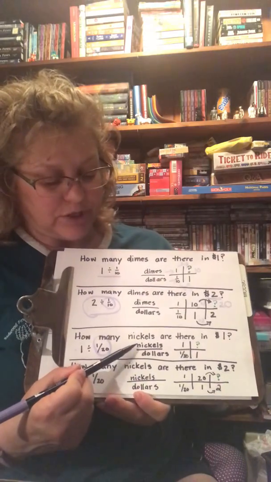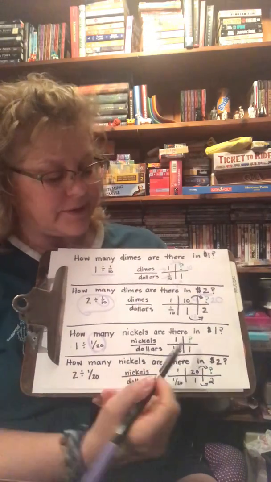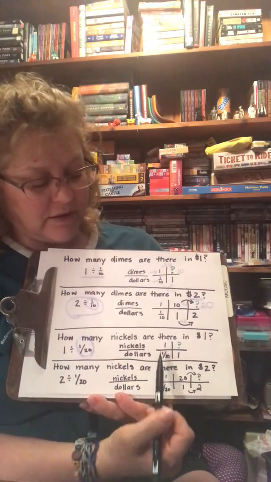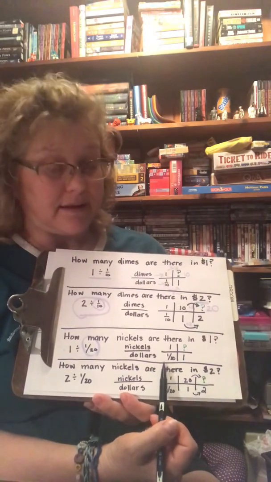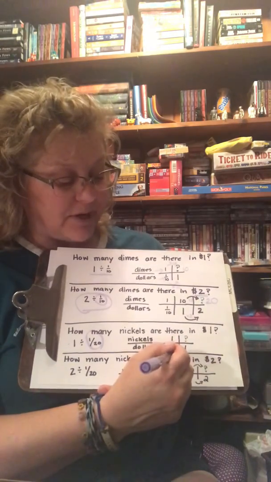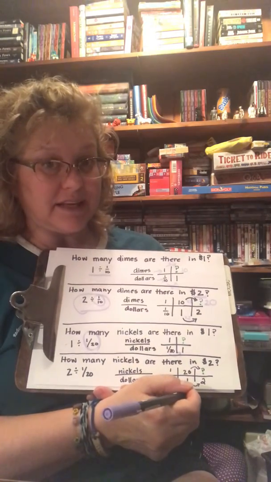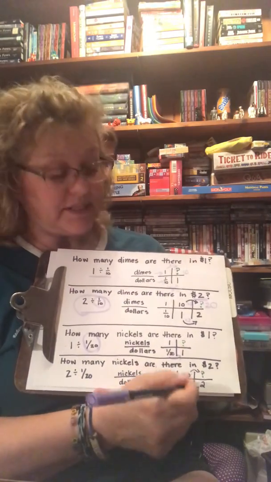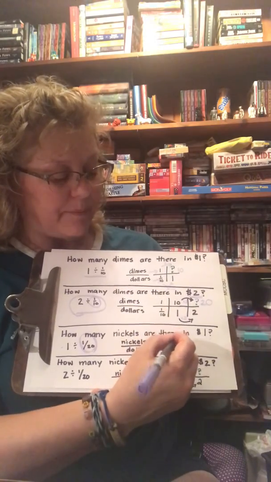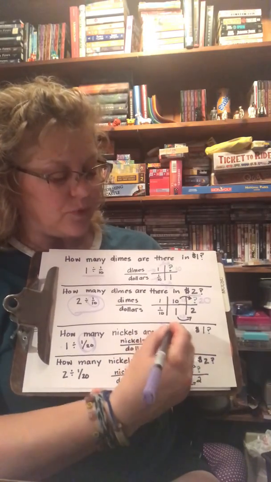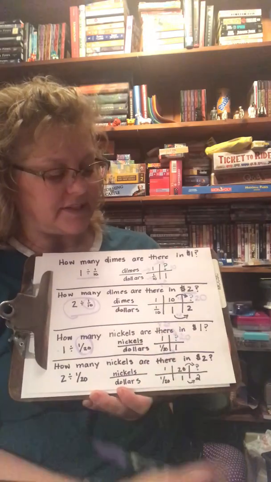So again, we do our ratio table, nickels over dollars. And we put 1 nickel is equal to 1/20th of a dollar. To figure out this right here, what did I have to multiply that by to get it to be the 1? By 20, right? So I'll multiply the top by the same thing, by 20, and of course there's that answer.